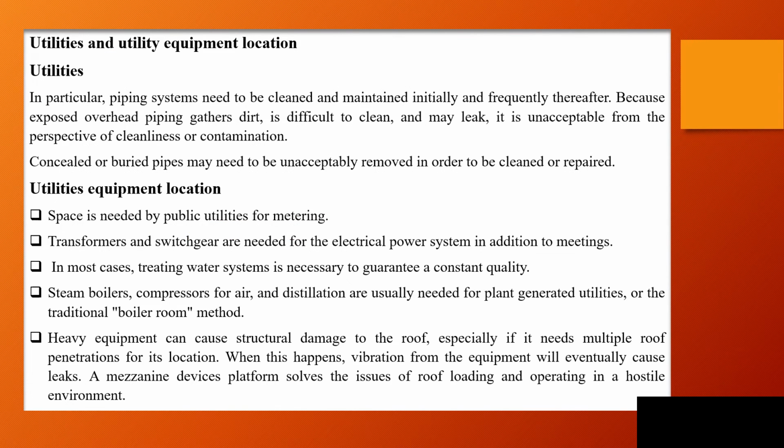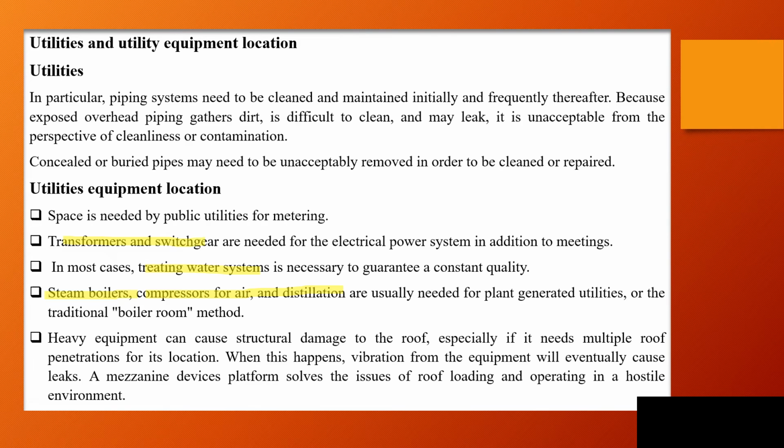Utilities and utility equipment location. If we talk about the different types of utilities, for example, transformers and switchgears are needed for electrical power systems. There should be treating water systems that should always be available in the case of a parenteral production plant. Different types of steam boilers, compressors for air, and distillation systems are also used as treating water systems, transformers and switchgears.